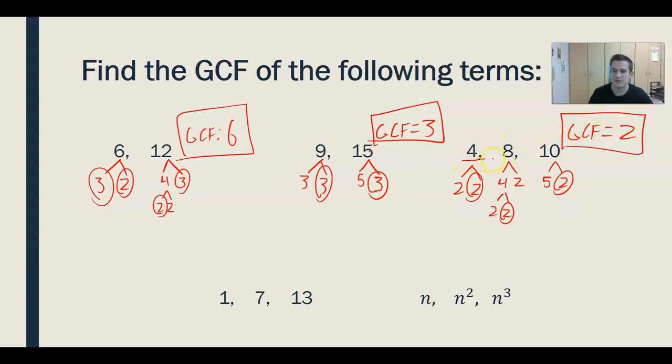4 divided by 2 is 2. 8 divided by 2 is 4. 10 divided by 2 is 5. So that's how I find the greatest common factor.